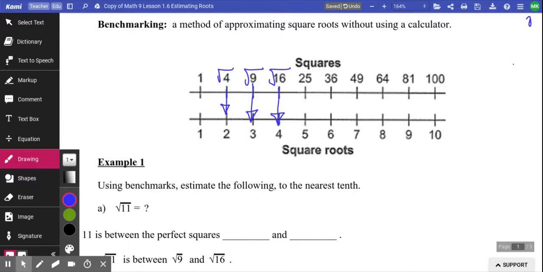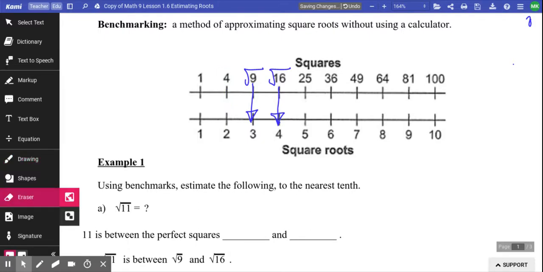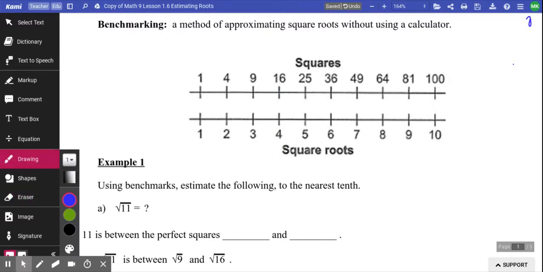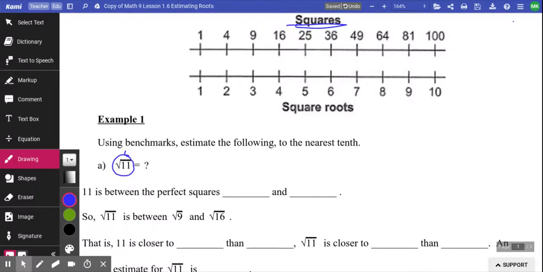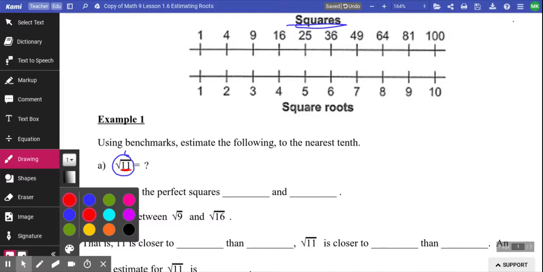If we want to benchmark something, benchmarking just means estimating. You find where it would be on the squares list. So the first question is, benchmark the square root of 11. If I wanted to benchmark the square root of 11, I would take the number 11 and figure out where it would be on my square list up top. 11 would probably be right in here, right? Pretty close to 9.